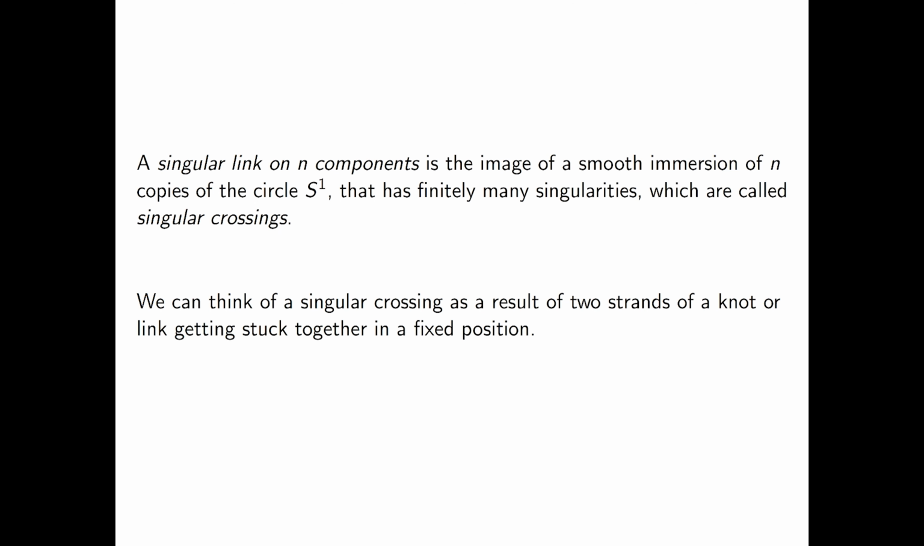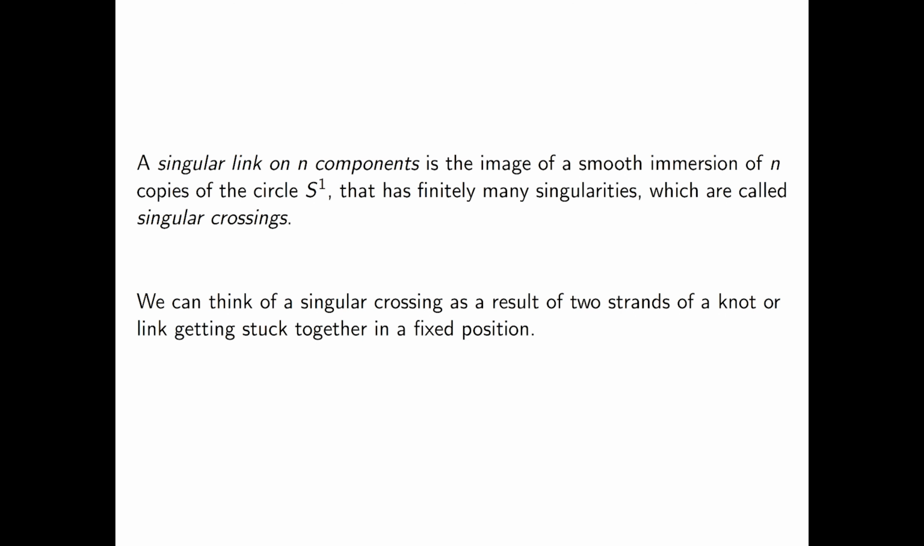So in this presentation, we're going to be focused on singular links and pseudo links. First, we're going to introduce the definition of a singular link. So a singular link on n components is the image of a smooth immersion of n copies of S1. And you can have finitely many singularities, which are called singular crossings. So we can think of these singular crossings as being the result of two of these strands of a knot, or if you're thinking of a link, getting stuck together in a fixed position. And this is going to be really important that when they get stuck, you're not allowed to rotate them. So we'll come back to this idea.